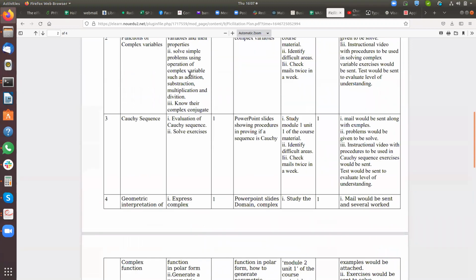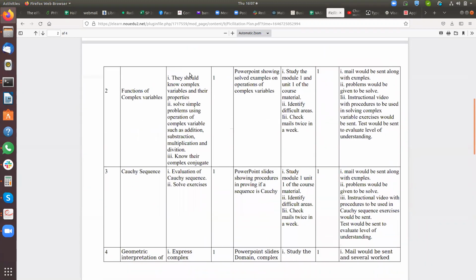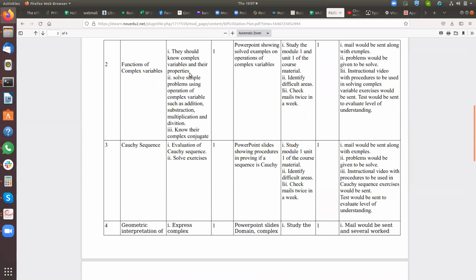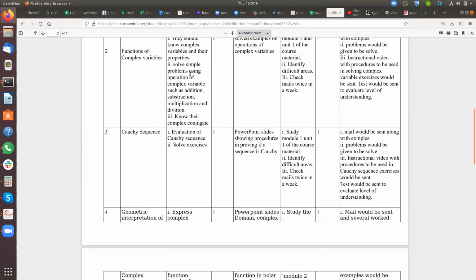Last week, we discussed to some extent the function of a complex variable. So we continue from where we stopped last week and also try to discuss Cauchy sequence, which is what we are supposed to discuss for the third week.